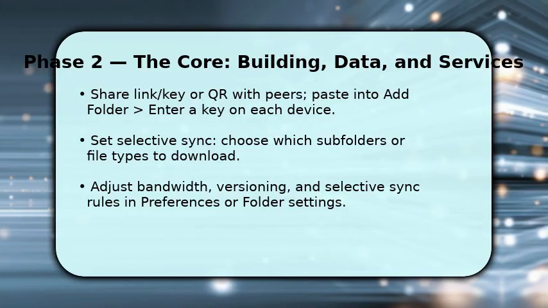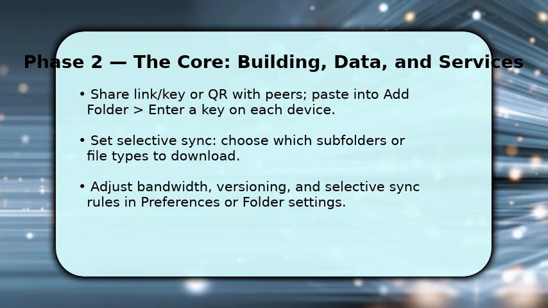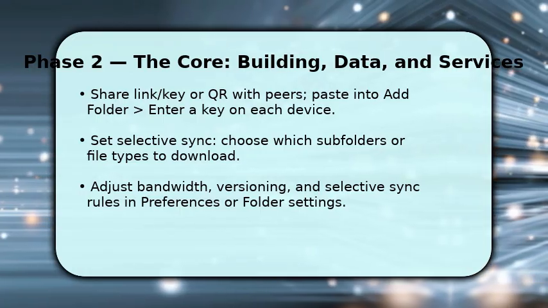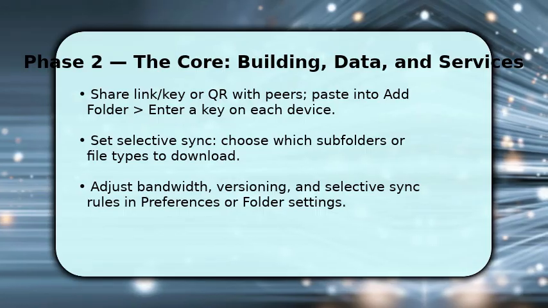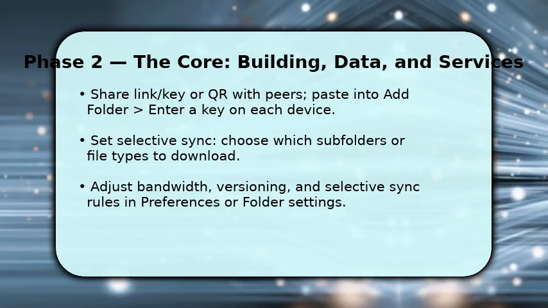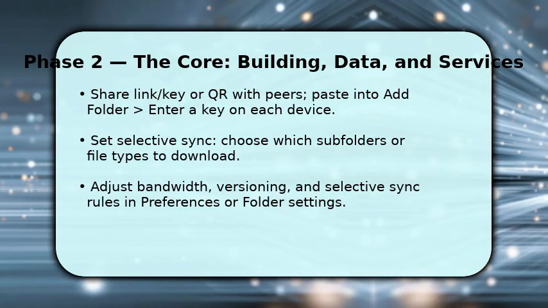Then configure selective sync to save space. Pick subfolders or file patterns to skip, so devices only download what they need. Make sure to set versioning retention and bandwidth limits to prevent network congestion.